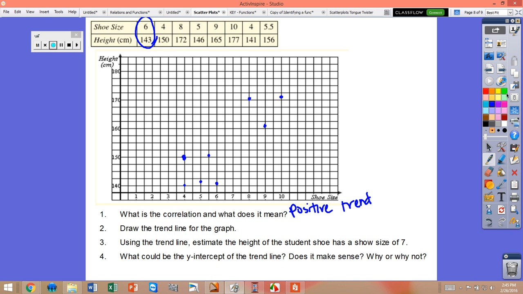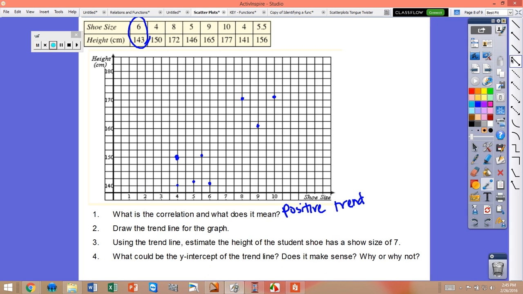Draw a trend line for the graph. So I'm going to draw my line. You try and put it somewhere in the middle of the data. Like that.